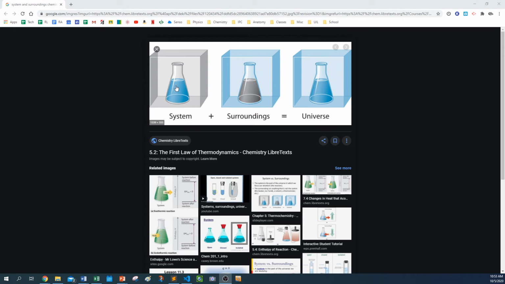System is wherever we're looking at, the focus of our study. The surroundings is everything else. The universe, we don't really need to know about the universe, but the universe is everything. So whatever we're focused on that's changing is called our system. So if we have mixed some chemicals together and react them, everything else would include the glass, the air, the container.